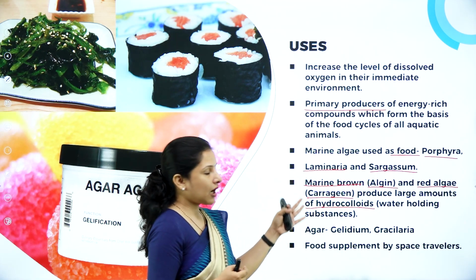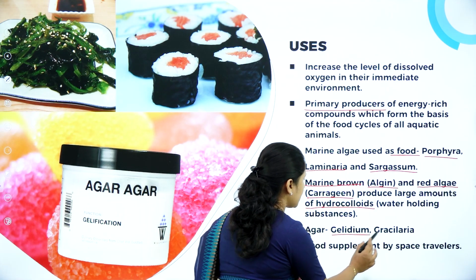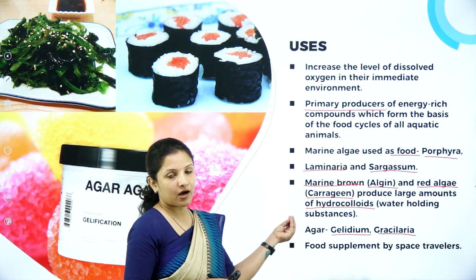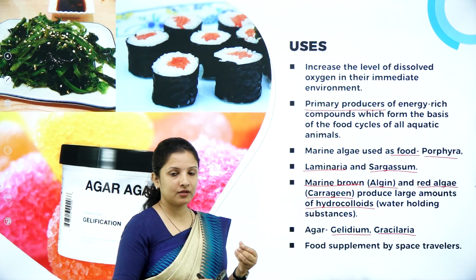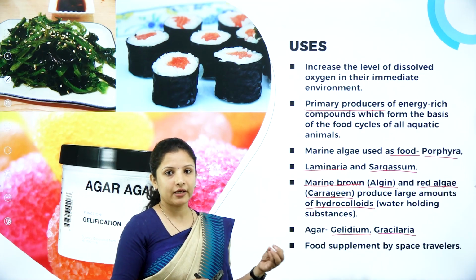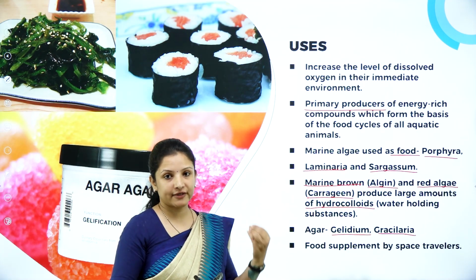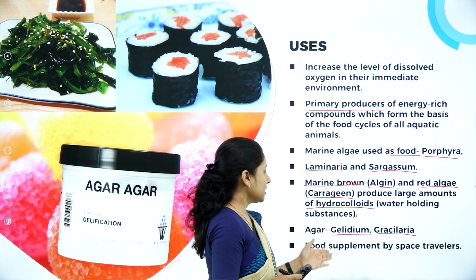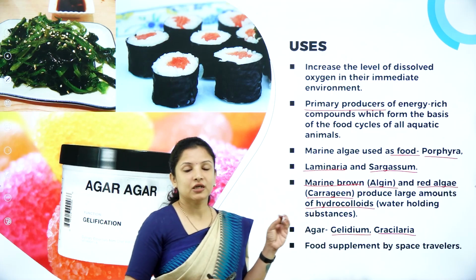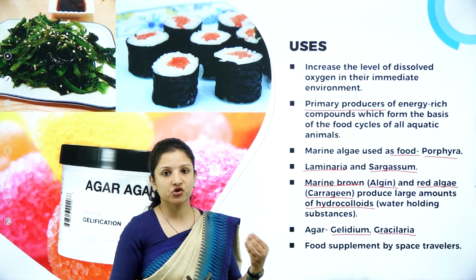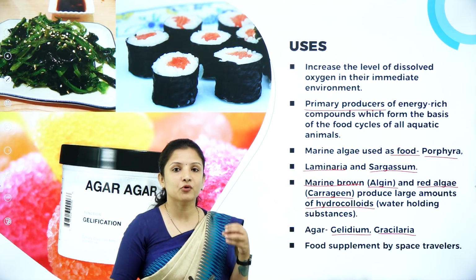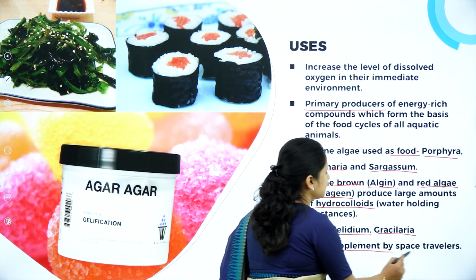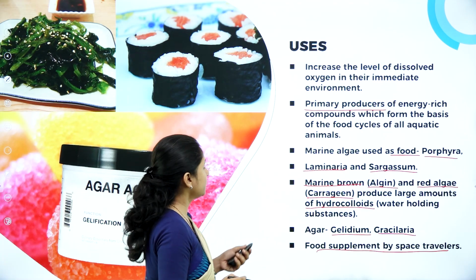And next, from algae, that is from Gelidium and Gracilaria, from these two algae, agar can be obtained. So agar is nothing but a form of powder, that is nothing but China grass, right? So it can be used in making lots of desserts. So agar is obtained from Gelidium and Gracilaria. And also some of the algae are very, very rich in protein. Therefore, they are used as a protein supplement by the astronauts or by space travelers. So these are the uses of algae.